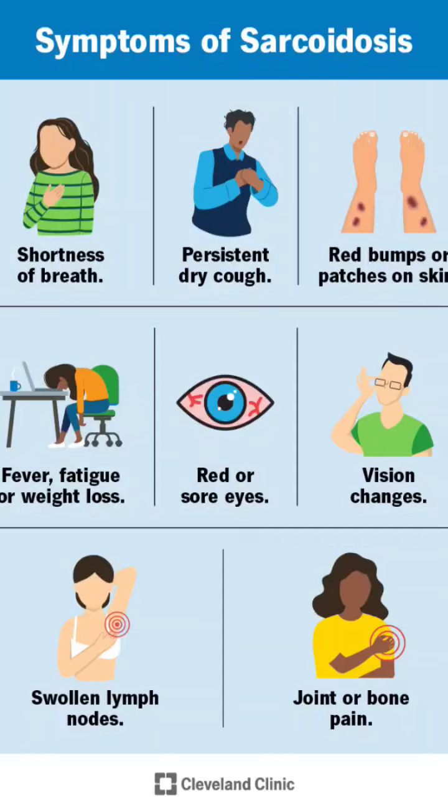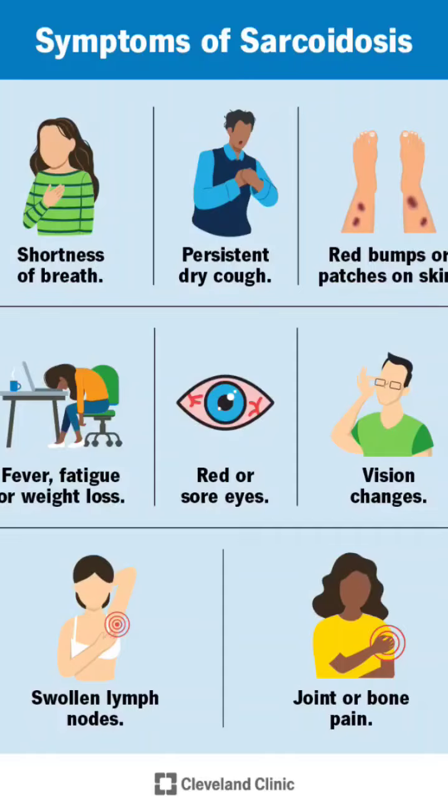Coming to the investigations, you will go for a chest X-ray. Later on, you can go for a high resolution CT to prove your diagnosis. We can go for a pulmonary function test, and there is an increase in the CD4 to CD8 ratio. We also find lymphopenia, leukopenia in these patients.